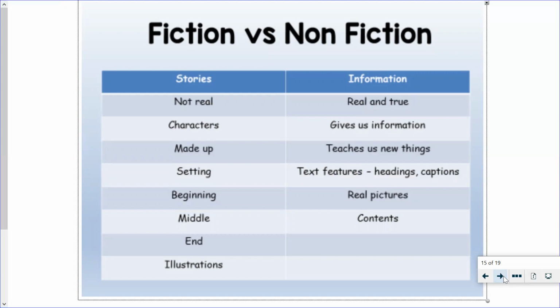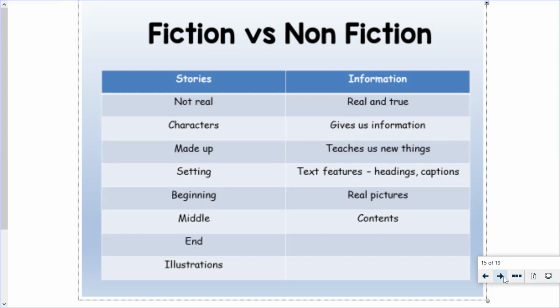So now that we have had a look at the different features of an information text, I would like you to have a think about the difference and the different features between a fiction and a non-fiction book. So let's have a look and read through them. So a fiction book, what do you think you might have? What are the features of a fiction book? It's a storybook. Well done, it's a story. And is it real? No, it's non-real. It has lots of characters and it's a made-up story. It has a setting, it has a beginning, a middle, and an end, and it has lots of illustrations.